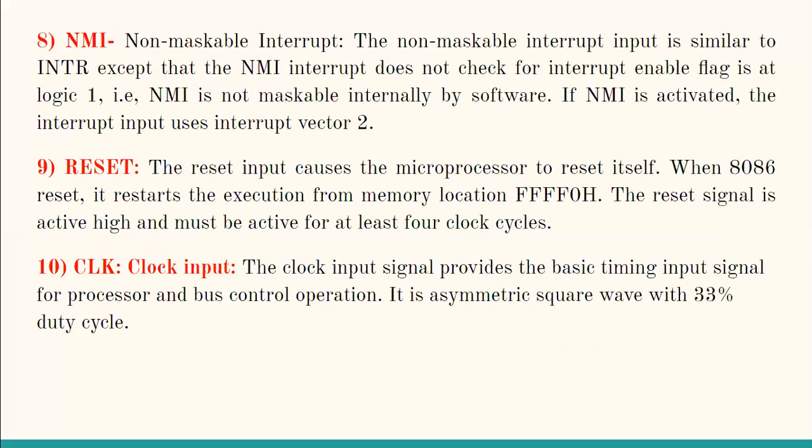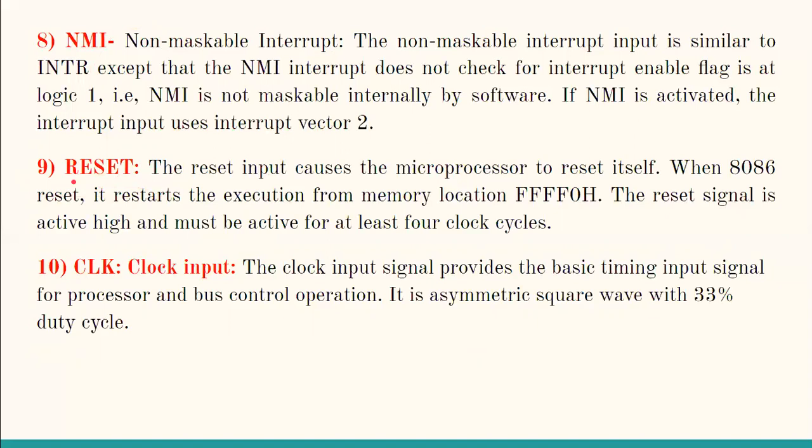This is the main difference between INTR and NMI. INTR first checks the status of the interrupt enable flag, and if it is set, then only it entertains the interrupt request. But NMI is not like that. It is not maskable internally by software. If NMI is activated, the processor has to entertain the interrupt, and the interrupt input uses the interrupt vector number 2.